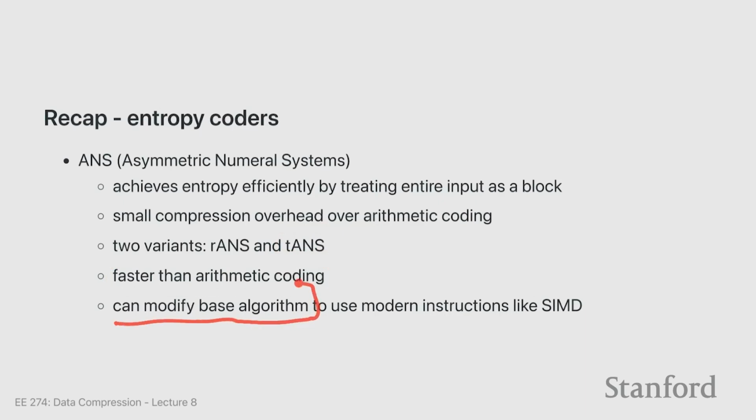And finally, the algorithm we see in class is always very simplistic. It's like Python pseudocode. People have figured out how to implement ANS in extremely efficient ways on modern CPU architectures. And that is the reason why it's becoming more and more popular today.